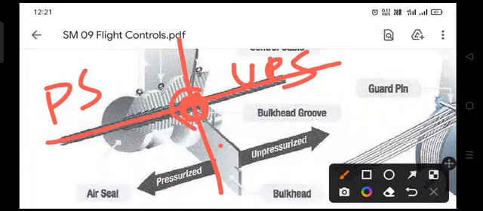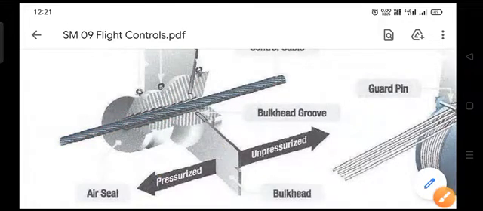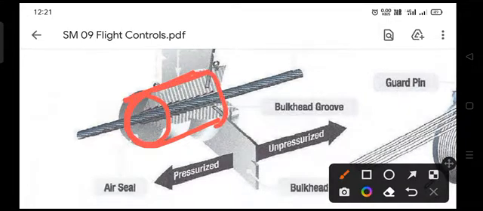Now that gap cannot be too much. If it is too much, then the air in the pressurized section will leak towards the unpressurized section, so we will not be able to maintain the pressure inside. In order to avoid this leakage, we have put an air seal over here. It is a cutaway view of this air seal, through which the control cable is passing.